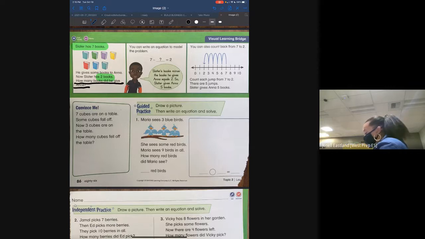Christian, what did you do to solve it? I was going to be counting with my fingers, but then I was going to do a picture. But you have something here you can use, right? So what do you have to do? I'm going to ask again. Christian has the floor. Thank you.